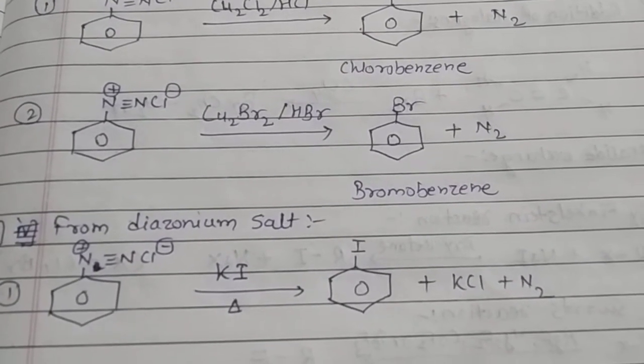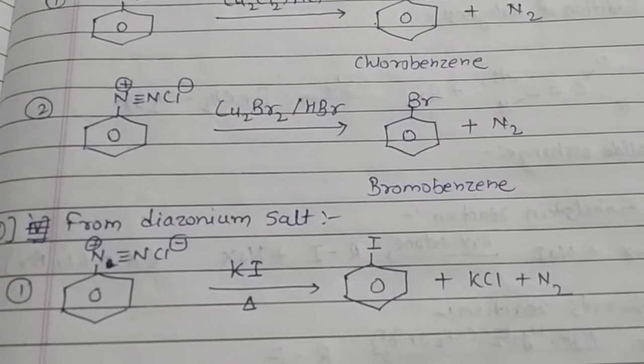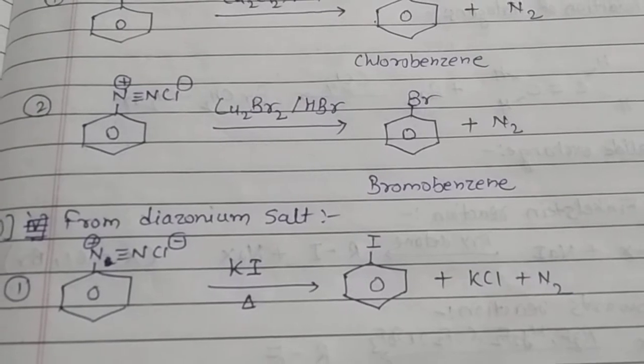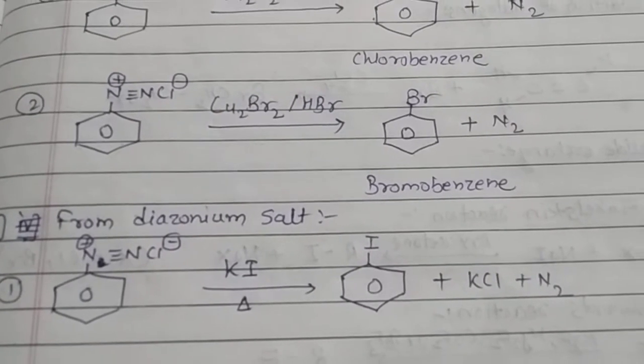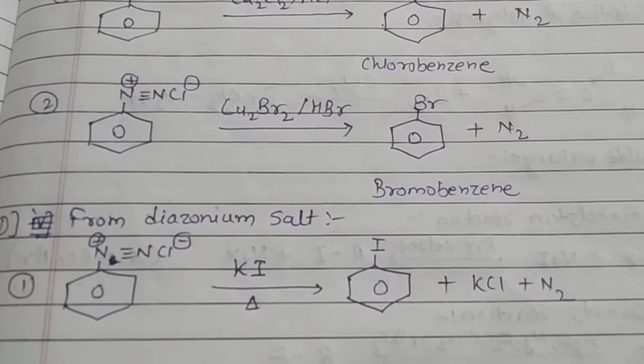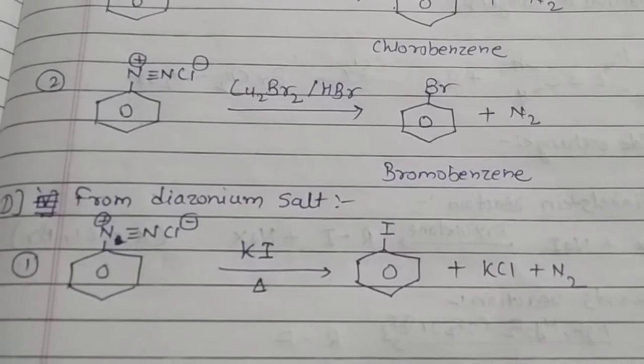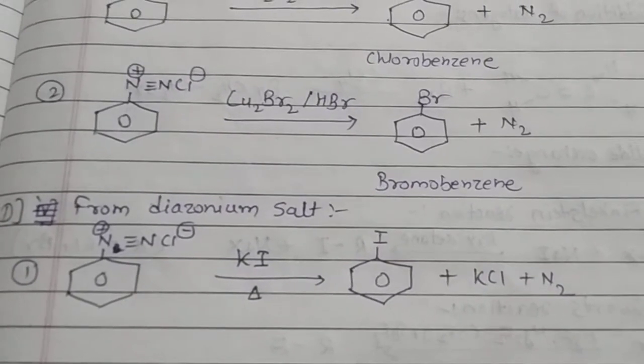For iodination, KI is used in the presence of heat. So by the good leaving group, that is N2+ Cl-, goes out, and in that place iodine comes. So iodobenzene is our product in this reaction. This one is not discovered by Sandmeyer, therefore it is written differently.